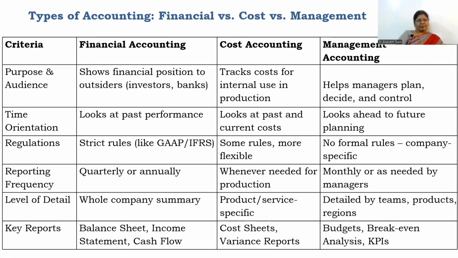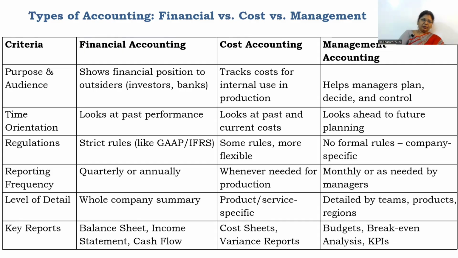Reporting and frequency. We need to prepare financial statements quarterly or annually based on the type and size of business. But cost accounting is prepared whenever needed for production. And management accounting is prepared monthly or whenever management requires accounts.